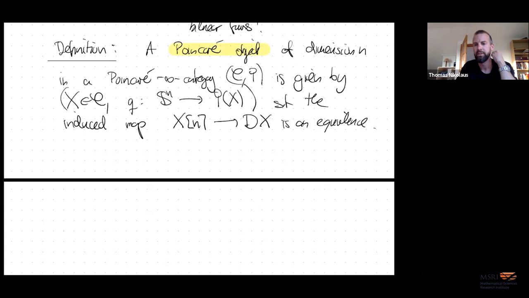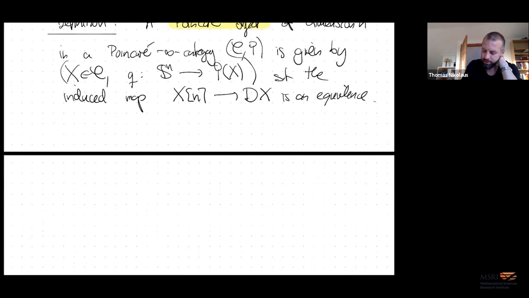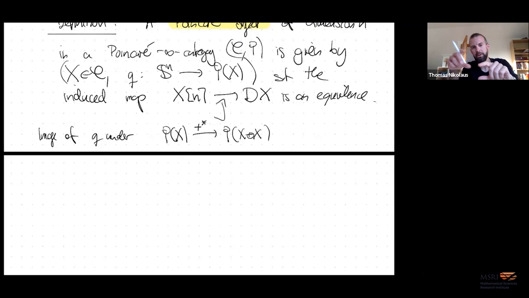And of course, how do I get this induced map? This is just the image of Q under the following map: you can go from kappa of X, double everything, and go to kappa of X plus X. This is just you pull back along the addition on X. There's a map in every stable infinity category from X plus X to X; think of the addition on an abelian group, pull back along that map. And then this guy is kappa X plus kappa X plus maps in C from X to DX.